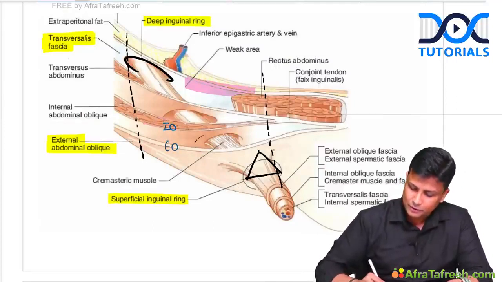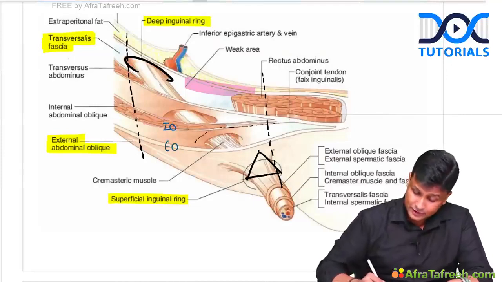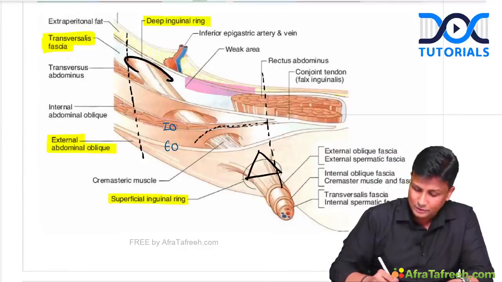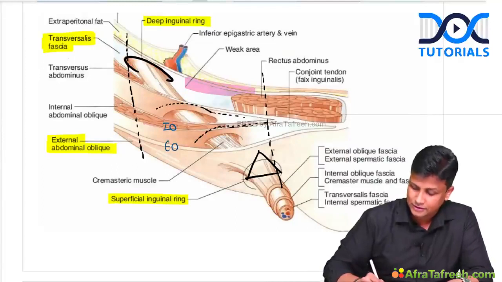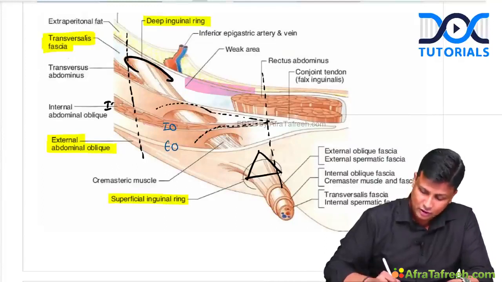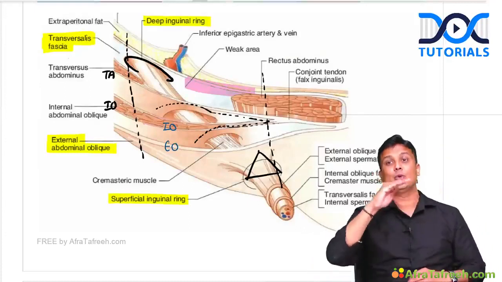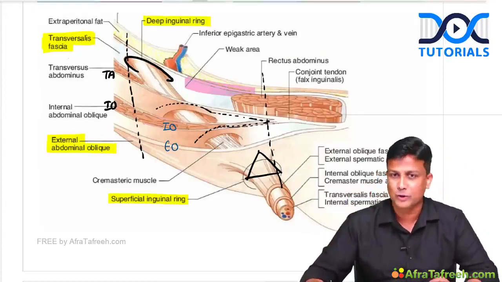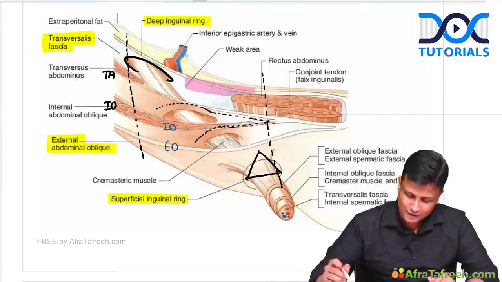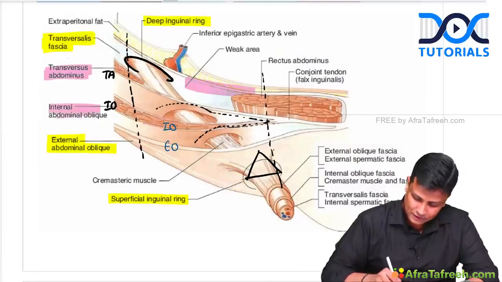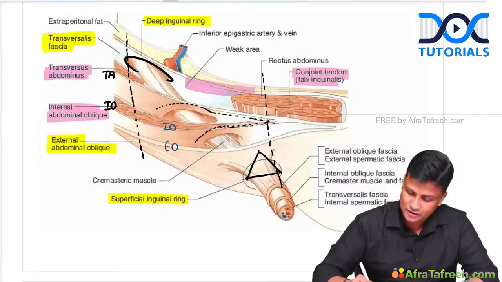Internal oblique aponeurosis is arching from above and going on the other side. And similarly, transversus abdominis muscle aponeurosis is also arching above here and going on the other side. I repeat again, internal oblique and transversus abdominis: these two aponeuroses are arching and going on the other side and joining to form, very good, the conjoint tendon. These two aponeuroses will join together to form the conjoint tendon.